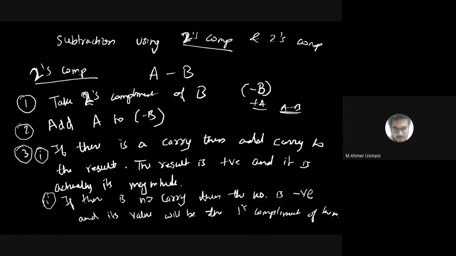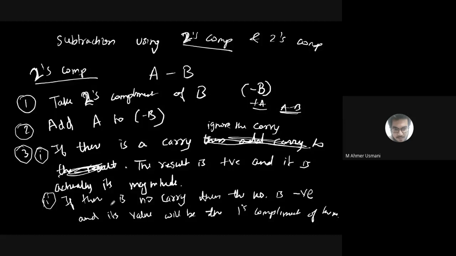Step number 3. If there is a carry, then this part will not be done. ये वाला part will be removed. Then add carry to the result, ये वाला part नहीं होगा. If there is a carry, ignore the carry. Either ignore it or drop it. Whatever is the result, that is the positive result and it is its original magnitude. You don't have to do anything with it. उसके साथ कुछ खेल वेल नहीं खेलना आपको. Directly जो भी result आ रहा है, that is exactly the result that is supposed to be there. If there is a carry, ignore the carry part.